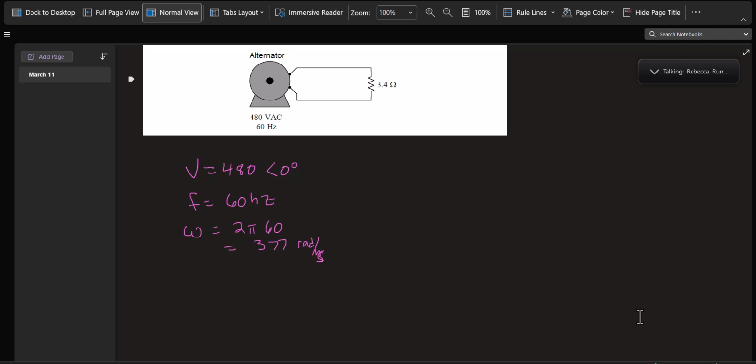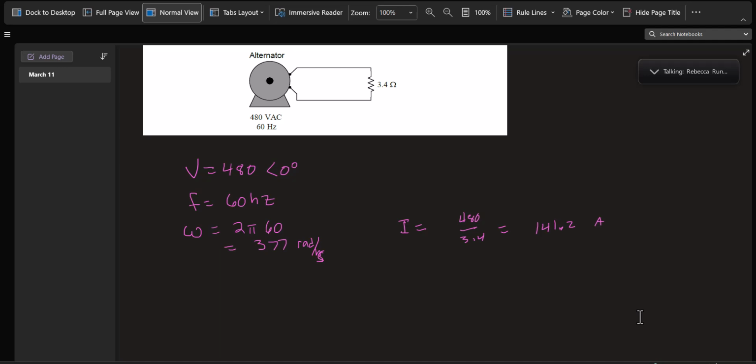And so we can find the current just like you did for test 1. And how would we do that? Sure, it's just voltage over resistance. So the current is 480 over 3.4, which is 141.2 amps.